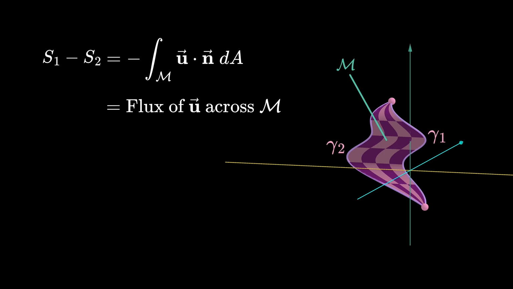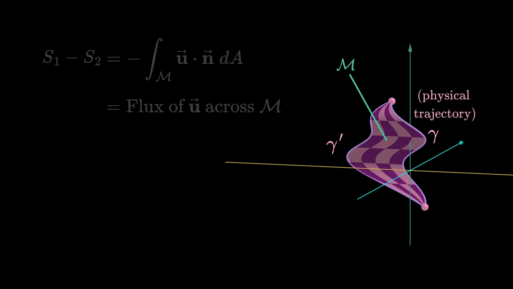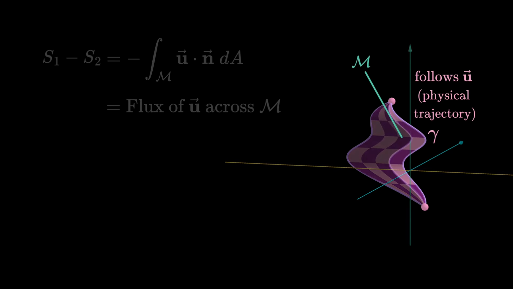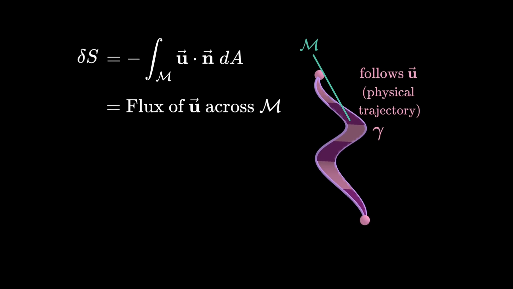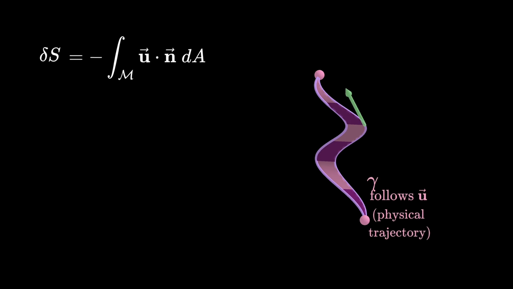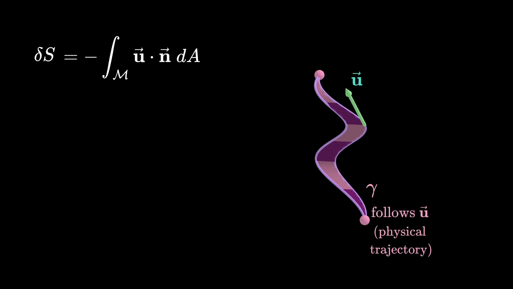Now, let's say one of these paths gamma is an actual trajectory a state could take, which means it follows along the vector field u. Then, we vary gamma infinitesimally so that M is only a single layer of these area elements. The difference in action is still the flux across M, but here's the thing. In each area element, u is tangent to the sides because gamma follows u.